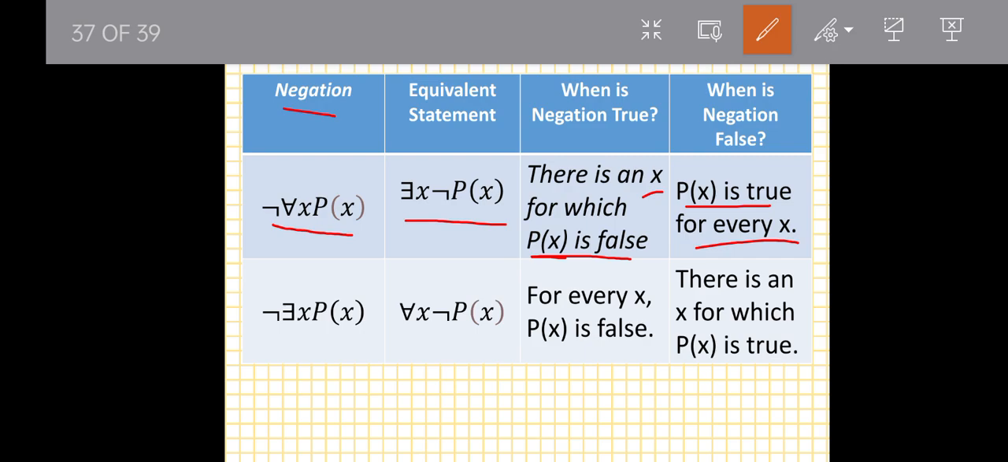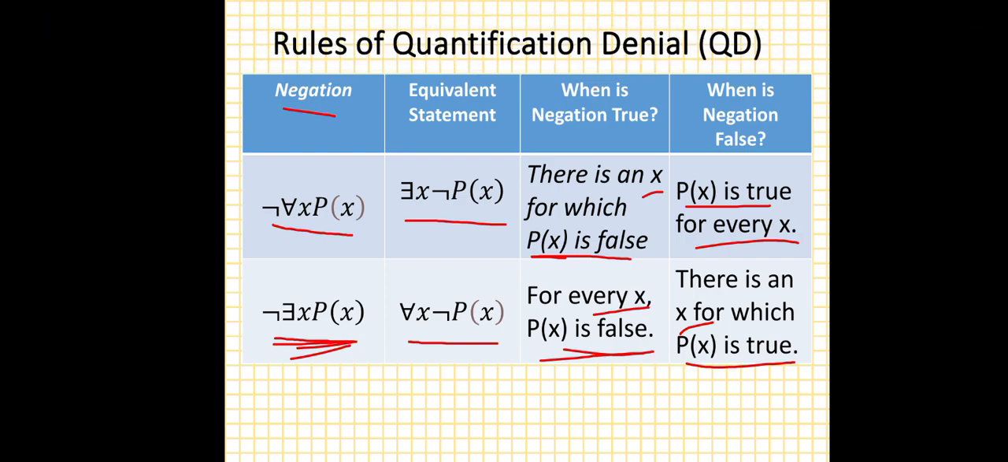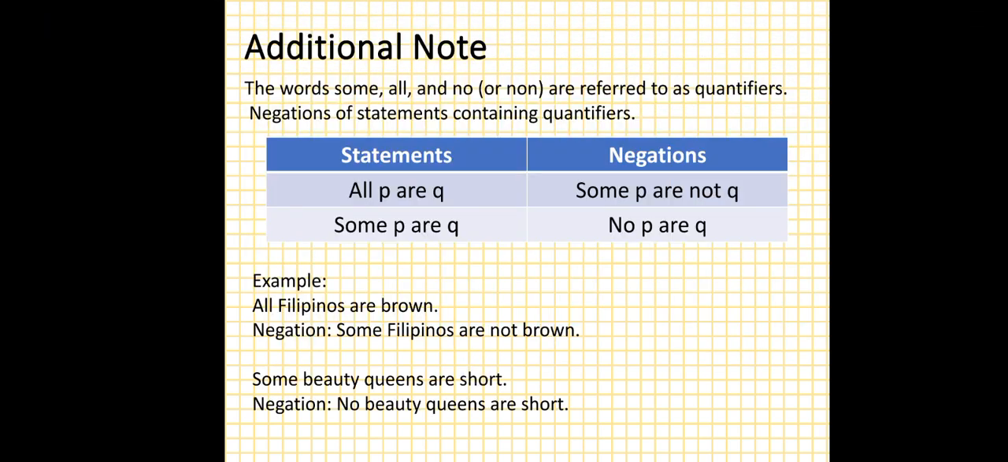Now, the negation of our existential quantification: the negation of there exists X, P of X, is equivalent to for all X, negation of P of X. This negation is true when every X we input into our P of X gives false. So the negation is true. It is false only when some X we input into our P of X is true. Okay? Additional note.